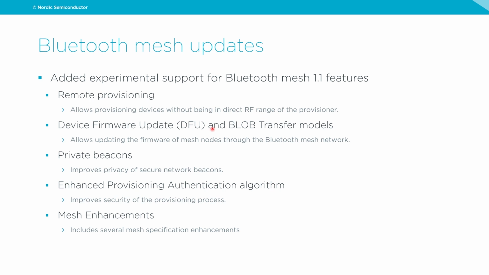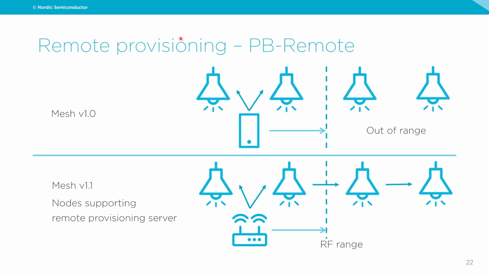And this is to update the firmware of the mesh nodes through the Bluetooth Mesh network. Also, private beacons to improve privacy of secure network beacons. Enhanced provisioning authentication algorithm, also on the security sphere, to improve the security of the provisioning process, and various mesh enhancements to improve some of the performance of the mesh network. And talking a little bit more in detail about two things: remote provisioning, and then after this, DFU.